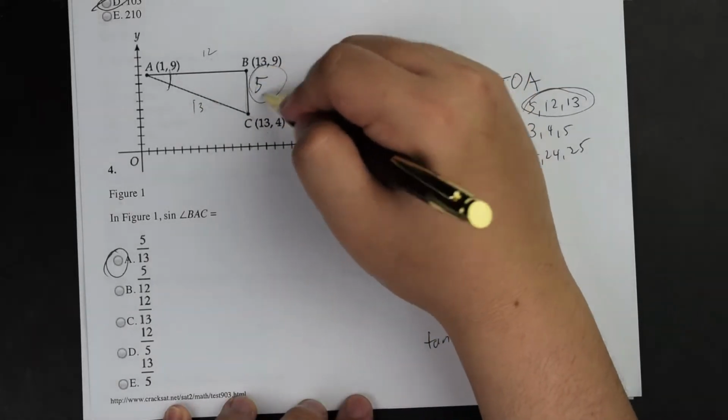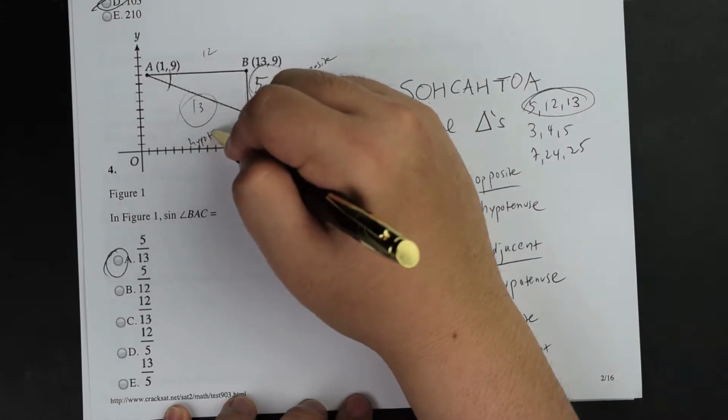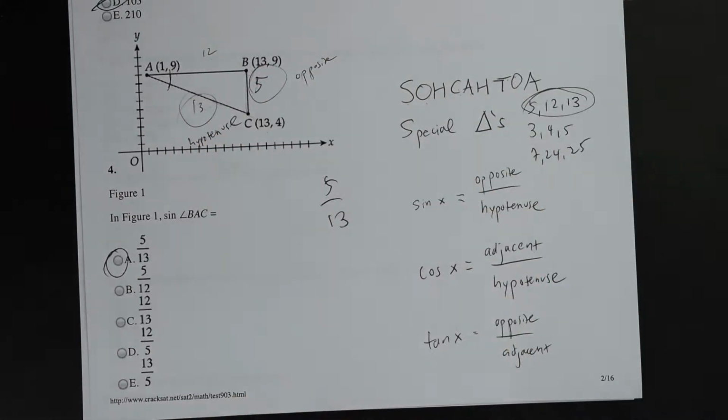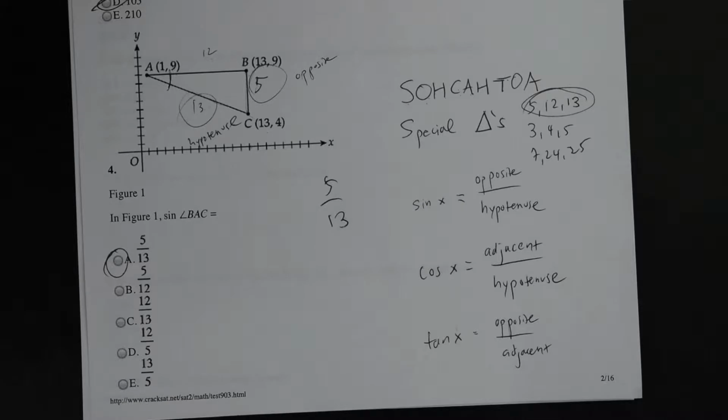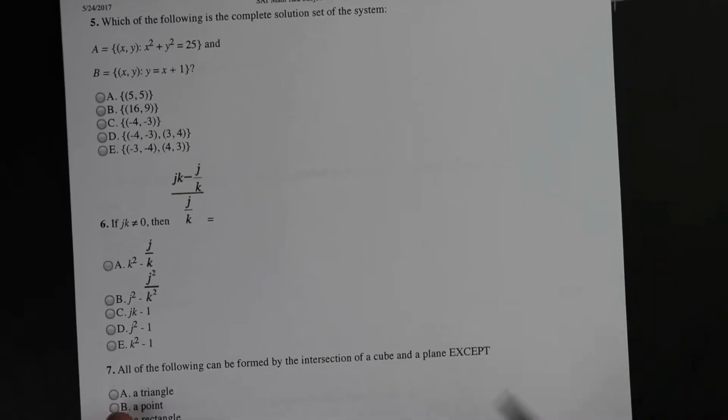And thus this is going to be my opposite, and this is going to be my hypotenuse, and thus I knew it would be 5 over 13. Thus my final answer is A. And that concludes my explanation for number 4. So I'm going to continue on to number 5 and continue working through this.